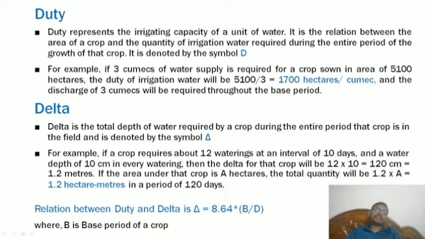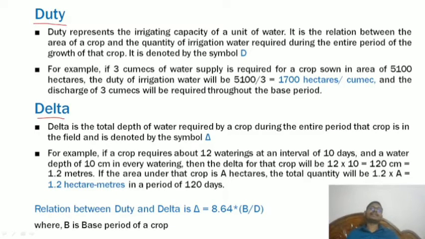It is a matter of what the plant is and how much water is required for this particular plant. That is the way, in the engineering aspect, we have to give water to the plants for their good growth. Now there are two terminologies, one is duty and the other is delta. These two are very important.